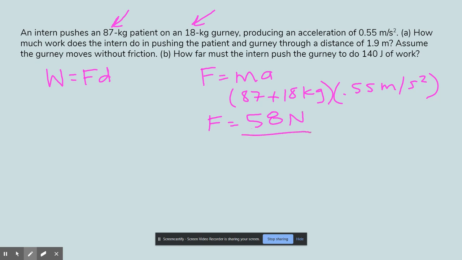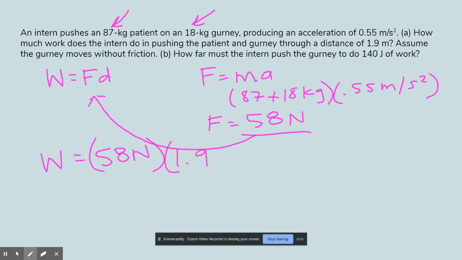So we can take this information and plug it in here. So we know that work is equal to 58 newtons multiplied by the distance, which is 1.9 meters. So work is going to equal 110 joules. And I used two significant figures here. We see 2 in each of these values, so we need to use 2 as well. That is part A. Now for part B, I want y'all to pause the video and try it yourself.